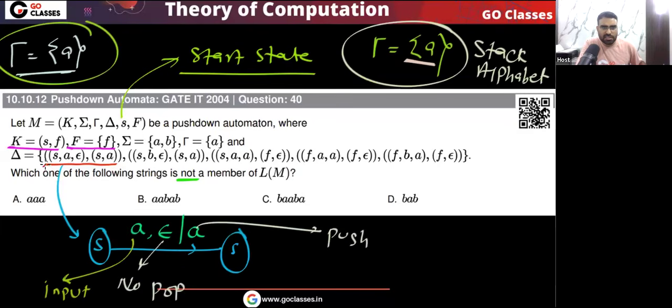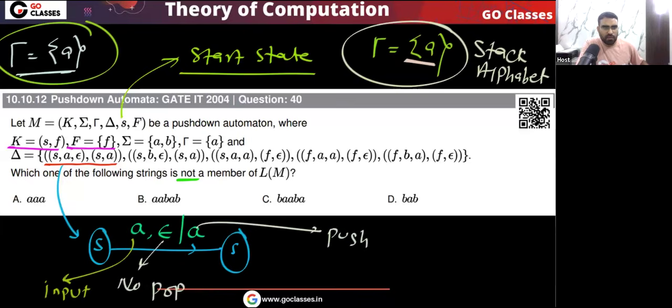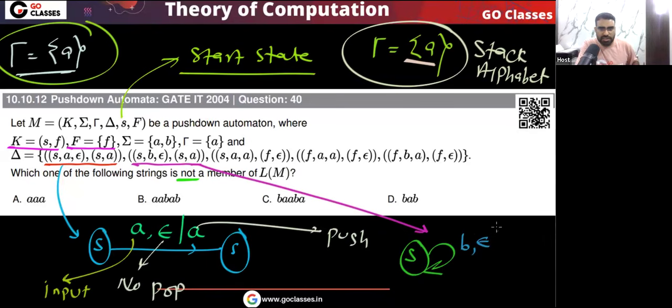Now let's create the diagram. Tell me what will be the diagram. You can easily see this transition we have covered from S to S, so I've created this loop. What about the next transition? Look at this transition and tell me what this means. This means that from S, again you are going to S. On the input string you are reading B, on the stack you are not reading anything, and you are pushing symbol A. So B comma epsilon, and again you are pushing symbol A.